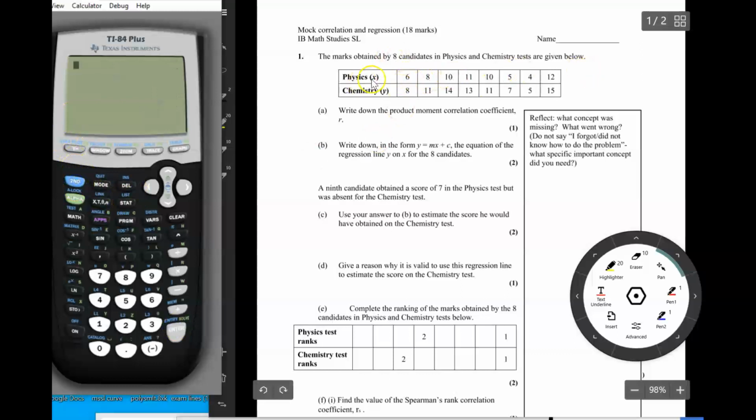and they've kindly told us that the first row is X and the second row is Y, but the first row is always X and the second row is always Y in these math studies or applications and interpretations problems. So first you go into stat, edit, and then you have L1 and L2, and we're just going to put in our X and Y values in columns.